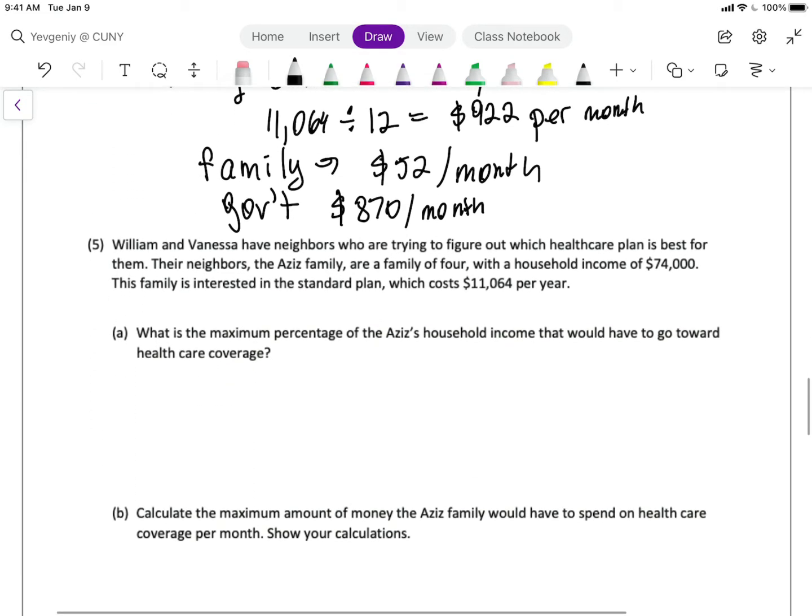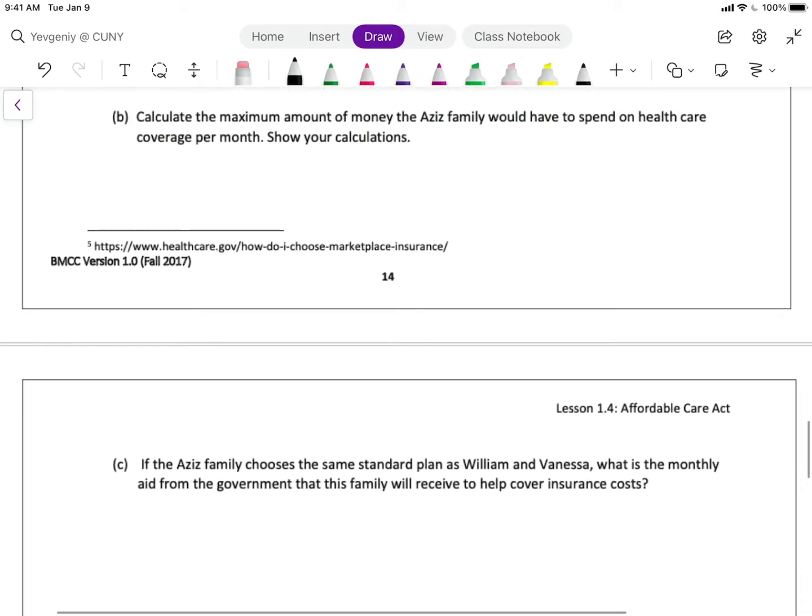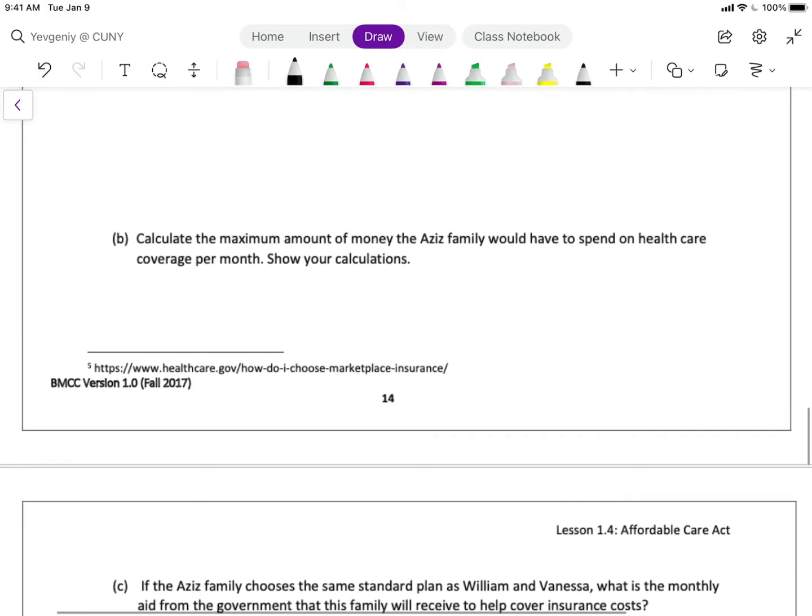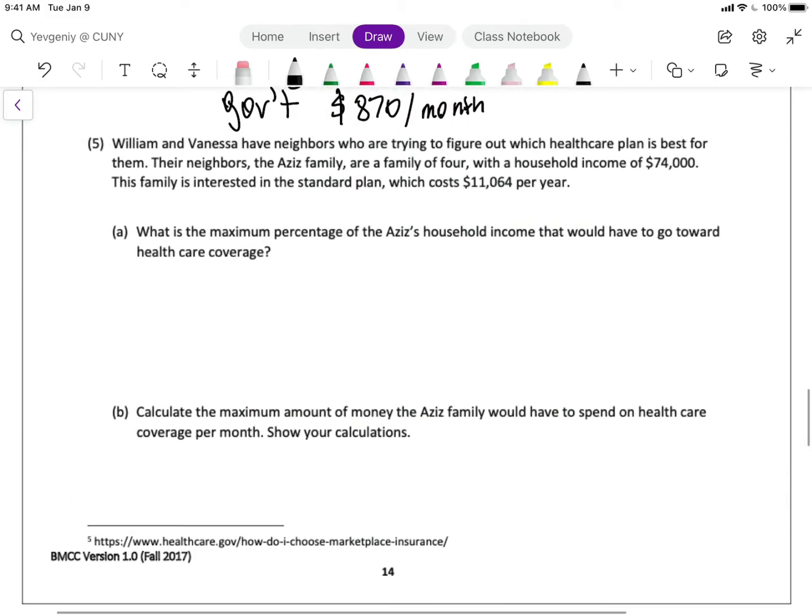Next, let's consider another family. It's basically just another example of the same concept, giving you another example of these calculations. So we're looking at the family.